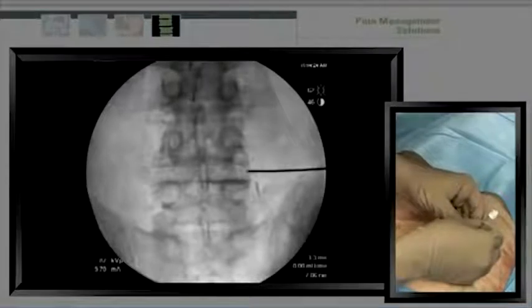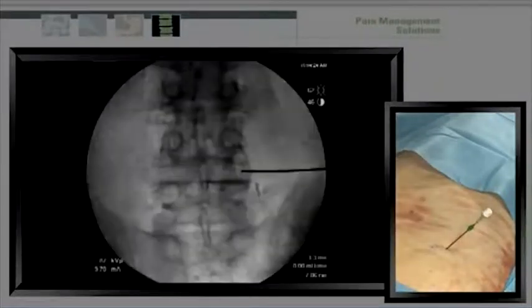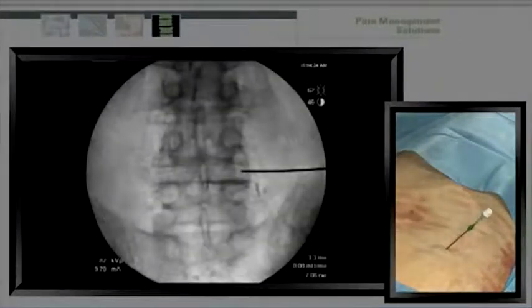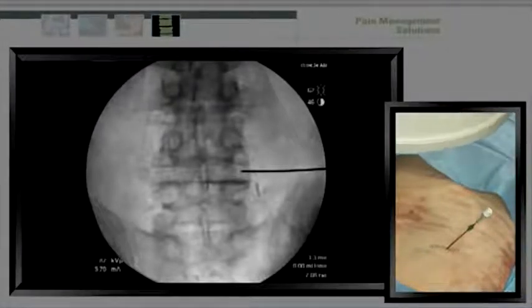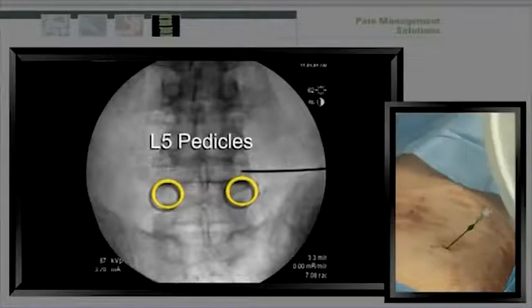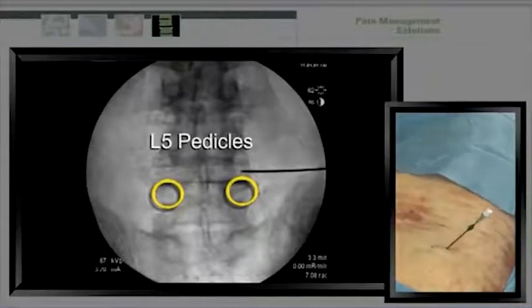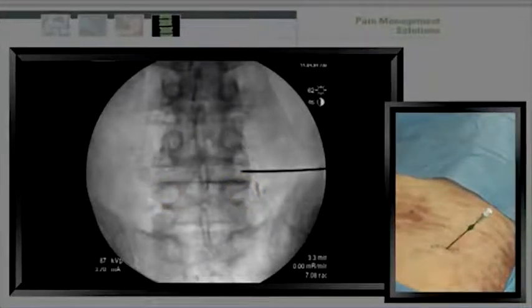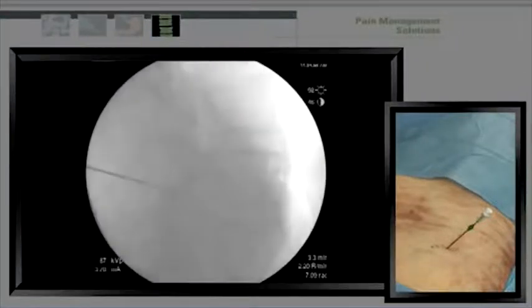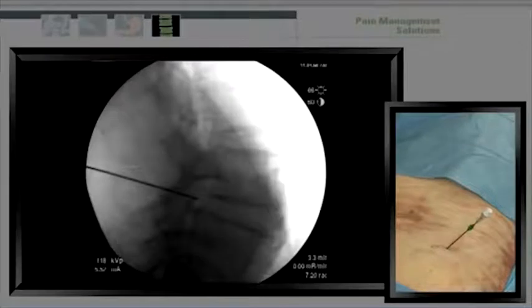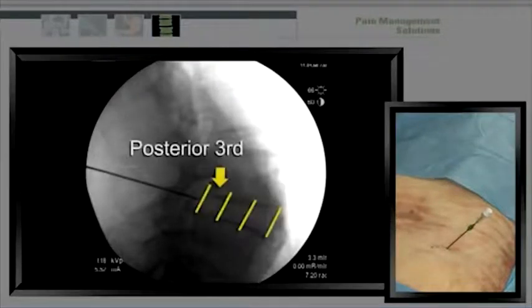Under AP view, I typically advance somewhat further into the disc. And at this point, I would obtain a lateral view. The goal of the AP and lateral views is to ensure that in AP, the needles are lateral to the mid-pedicular line, and that in a lateral view, the needle is at the junction of the ventral 2/3 and the posterior 1/3 of the disc space. You can see here that we've come across the disc somewhat, but haven't quite achieved the depth that we'd like to.